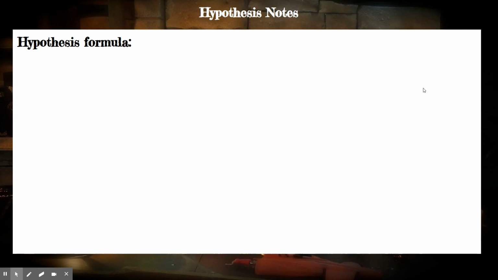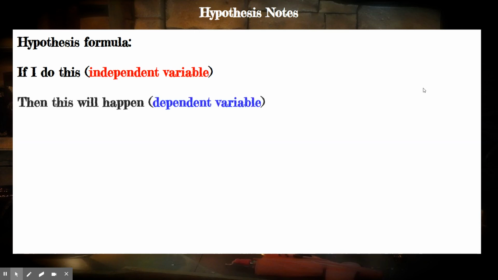Here is the hypothesis formula. If I do this, every hypothesis we do is going to have an if and then, all right? Anything after the if is our independent variable. If I do this, meaning if I change this, if I do this to whatever we're observing, then this will happen. That'll be our dependent variable.